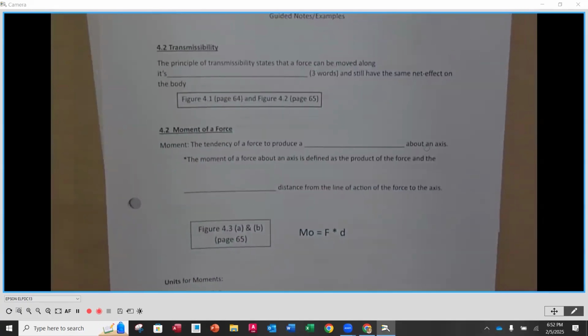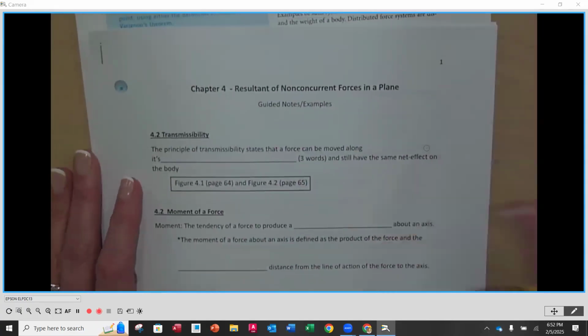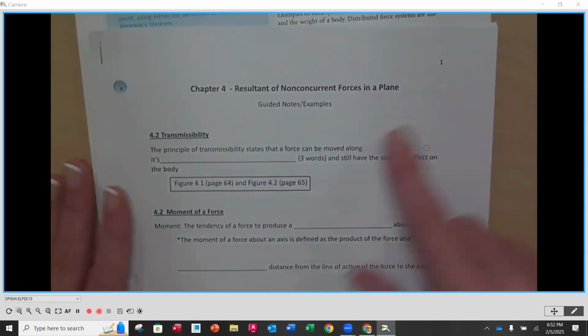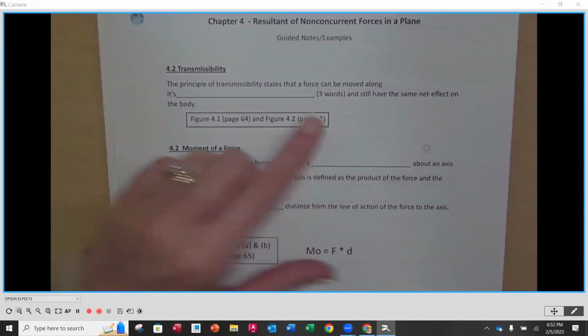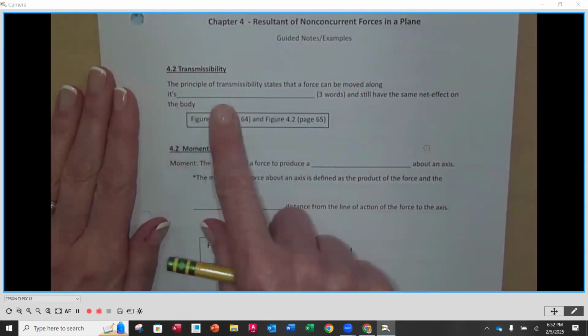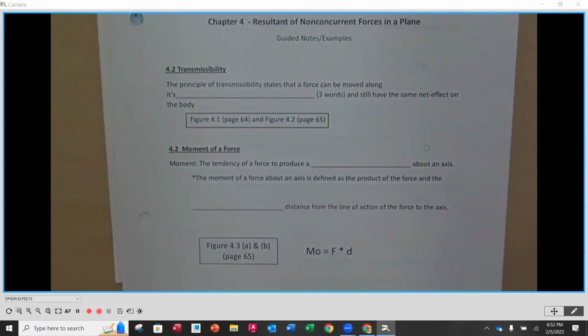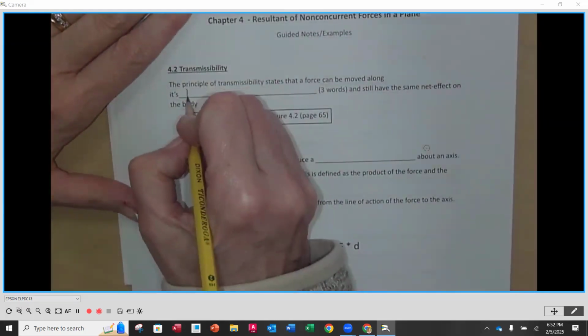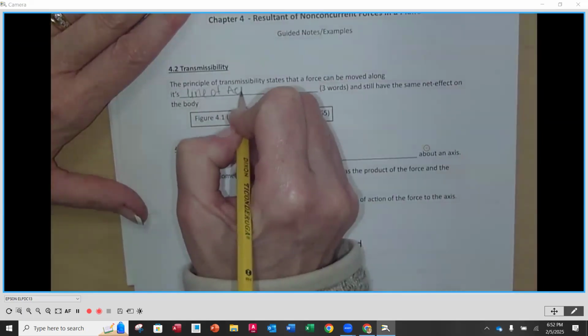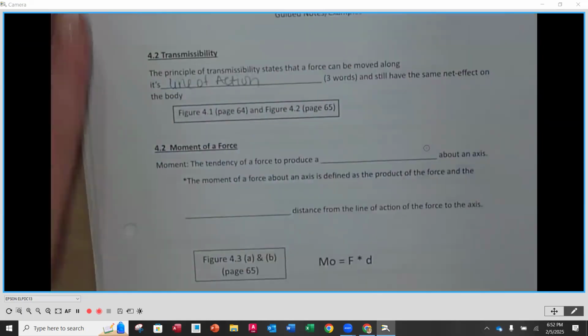Now, in our guided notes at the very top here on page 1, for those who are virtual, if you want to identify this as page 1, the very first blank that we see here says the principle of transmissibility states that a force can be moved along its three words, blank, blank, blank, and still have the same net effect on the body. What would we fill in those three words? Along its line of action. Yes, line of action is how we would fill that in. So we're going to put in here line of action. And again, that's that figure that we just looked at on page 64.